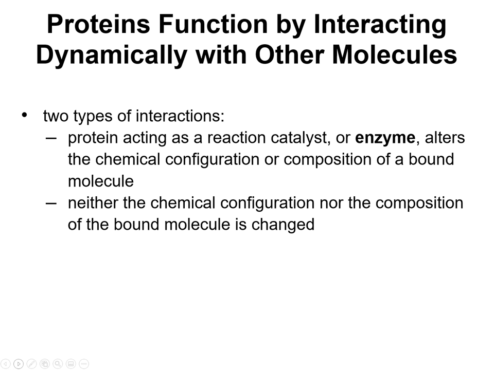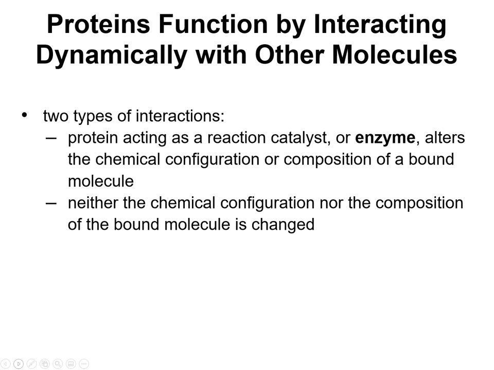So overall, when we characterize protein interactions, we've really got 2 types. We've got a protein that's acting as a reaction catalyst or an enzyme, and we'll get to enzymes in chapter 6. Enzymes are going to alter the chemical configuration or the composition of a molecule that's bound to it. So there's chemistry happening. Something binds, and when it leaves, it is not the same.